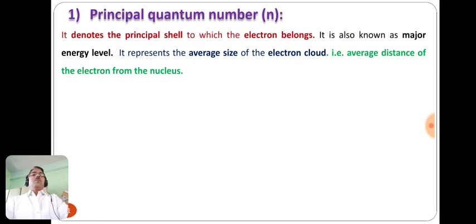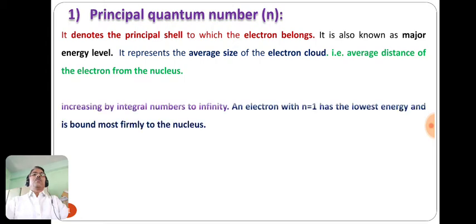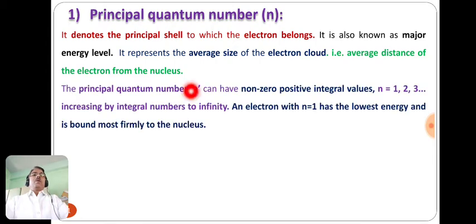This principal quantum number denotes the principal shell, that means the major energy level to which the electron belongs. And this principal quantum number represents the average size of the electron cloud. It means the average distance of electron from the nucleus. The principal quantum number n can have non-zero positive integral values, means the values 1, 2, 3, etc., increasing by integral numbers up to infinity.